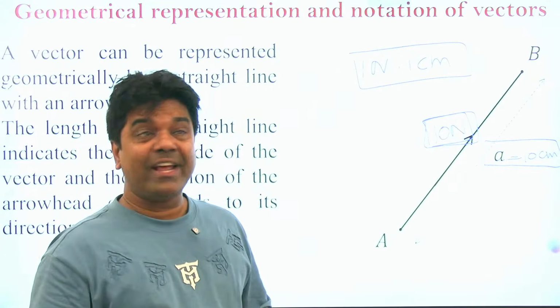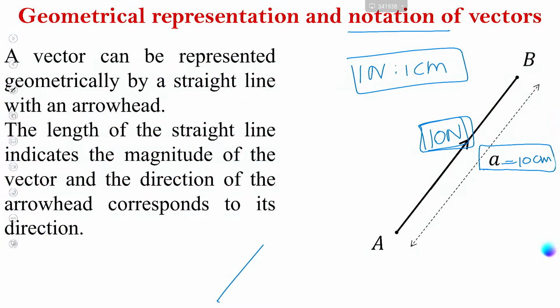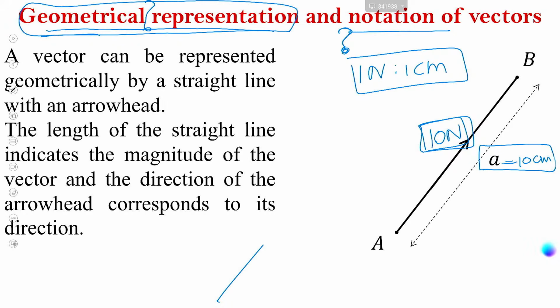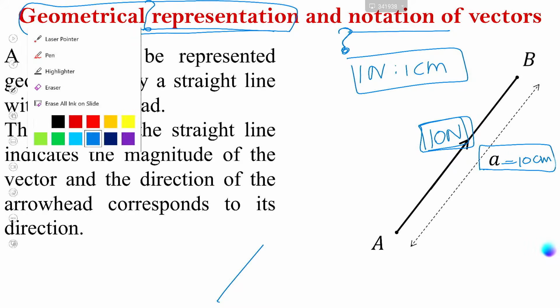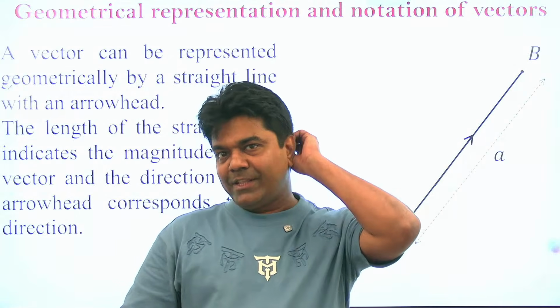And then the notation as well. What is this notation about? What's the difference between geometrical representation and notation? Notation is the name. Right? So the notation is the name. Geometrical representation is the appearance. So let me explain with a small example.